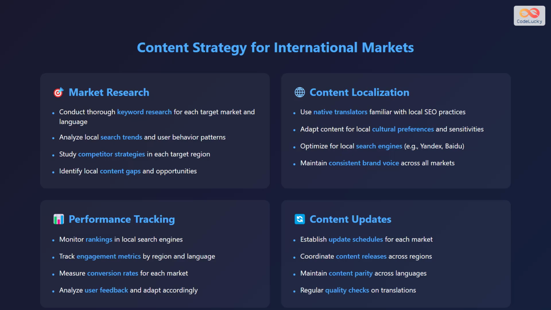Lastly, content updates are crucial for keeping your content fresh and relevant. This means establishing update schedules for each market, coordinating content releases across regions, maintaining content parity across languages, and performing regular quality checks on translations. This will ensure that your content remains high quality and valuable to your audience. By focusing on these core elements, you can develop a content strategy that drives success in international markets.